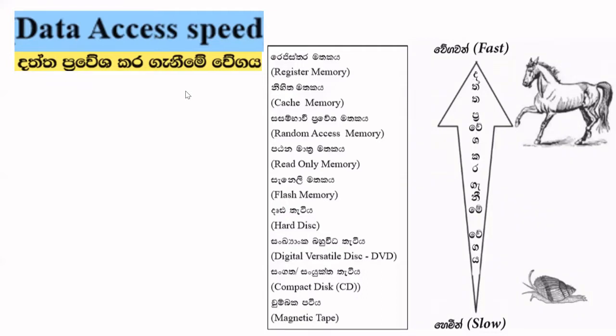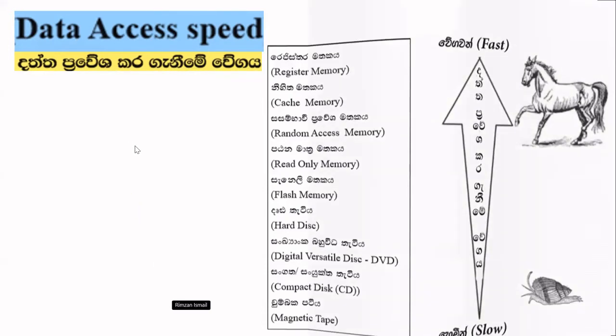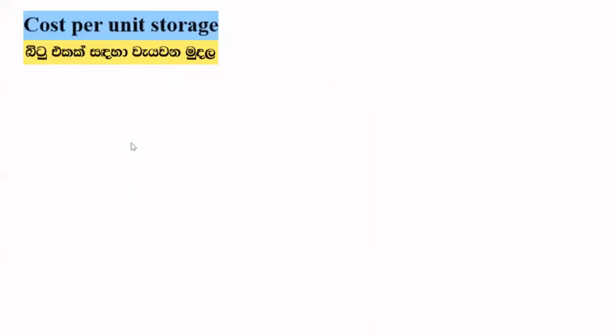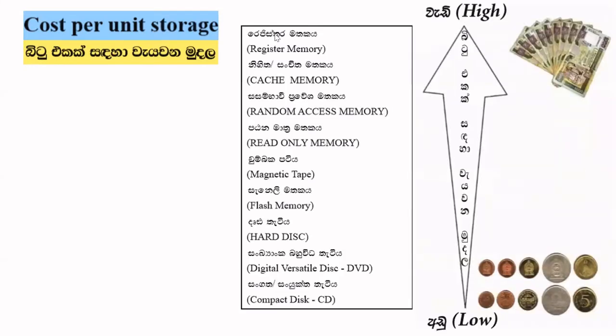According to the capacity, according to the speed, and then the last one, cost per bit, right? That is very important. Cost per bit is the cost incurred for one bit. According to the cost per bit, which one is the most expensive one? That is again the register, right?